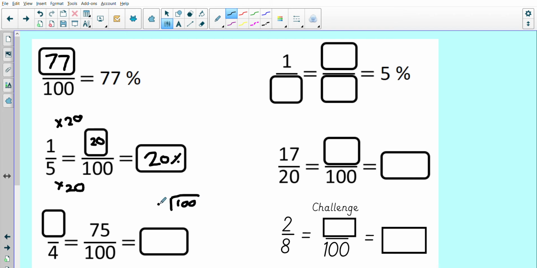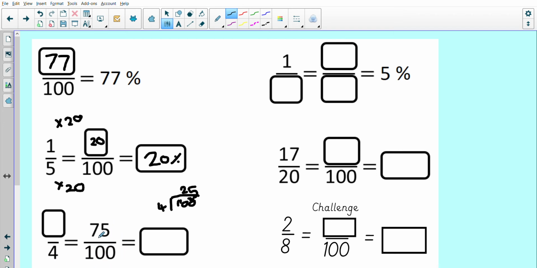So does 4 go into 1? No, it does not. Carry the 1. Does 4 go into 10? Yes, it does. How many times does 4 go into 10? Twice. We have 2 left over. Okay, how many times does 4 go into 20 then? Now I've carried the 2. It goes in 5 times. So to get from 4 to 100, I've multiplied by 25. If I wanted to get from 100 to 4, I would divide by 25.